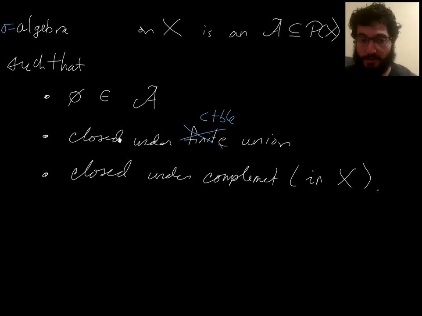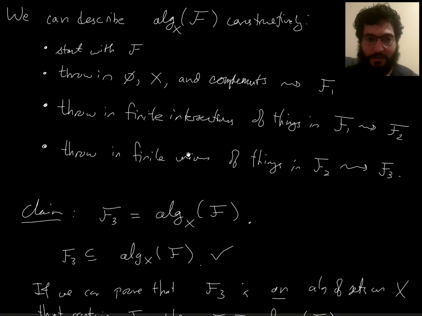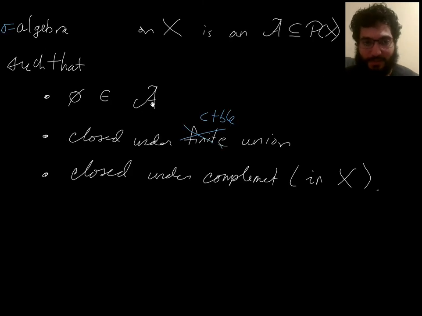We need to check that it's closed under finite union. The blue stuff was for sigma algebras, forget about that. And duh, it's closed under finite union because it's the collection of finite unions of things in F2, right? And if you take a finite union of finite unions of things, that's another finite union of things from F2. So this is all super easy.